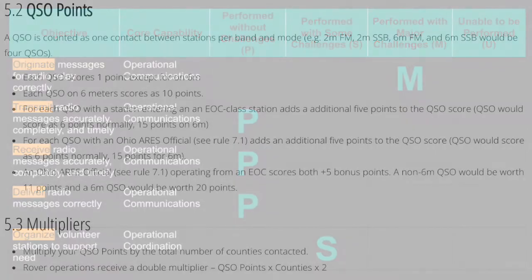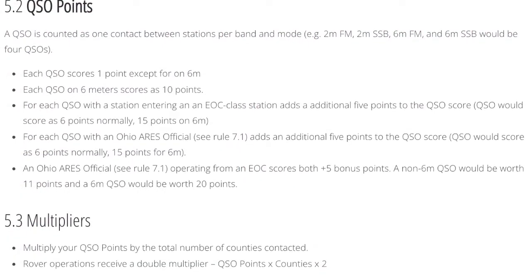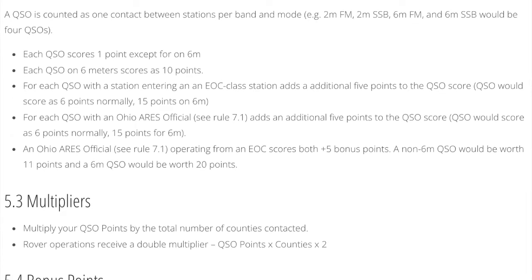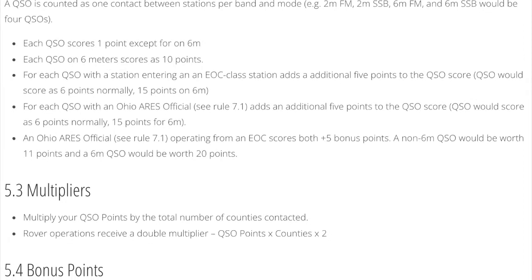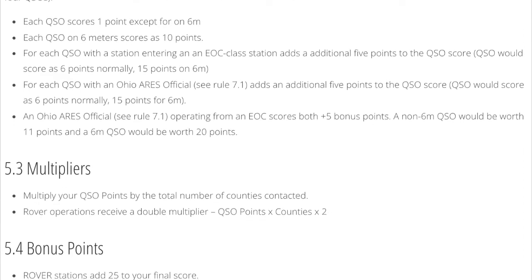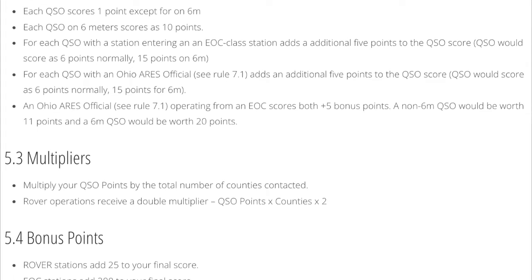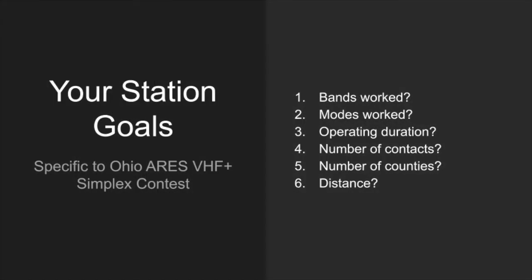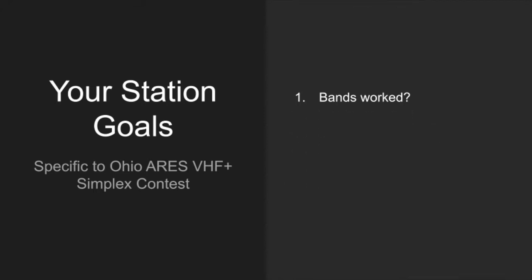So if we look specifically at the Ohio ARES VHF Plus Simplex contest, there are several things that we would articulate specifically and that we would have the data to assess by virtue of the exchange in the contest, the things that were actually being measured. We can specify what it is that we want to do. I've given 6 examples here: bands, modes, duration, number of contacts, counties, distance covered. Let's take a look. First of all, at bands.